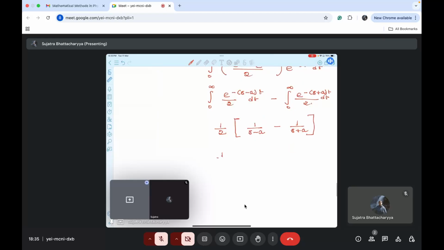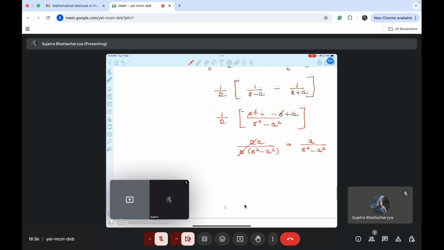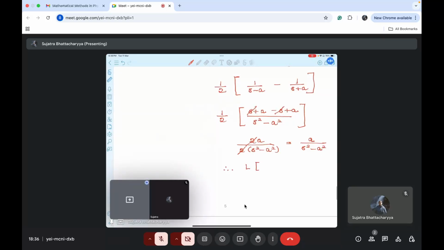So you get half. If you take the LCM, you get (s plus a) into (s minus a), which is s square minus a square. But in the numerator, you get s plus a minus s plus a, so s goes, and it comes out to be 2a divided by 2 times s square minus a square. So 2 cancels out, you get a upon s square minus a square. Therefore, the Laplace transform of sine hyperbolic at will be a upon s square minus a square.